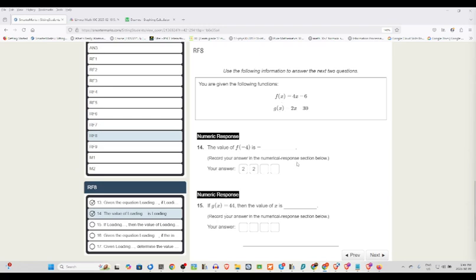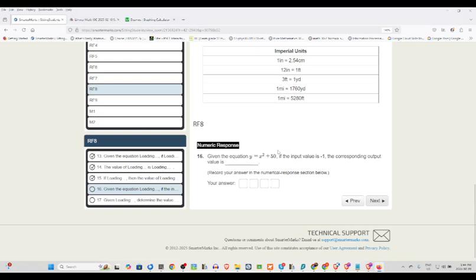This is another one given y. Find x. 44 plus 30 is 74. Divided by 2 is 37. Okay, so now, given the equation y equals x squared plus 50, if the input value is negative 1, well, negative 1 squared is positive 1. 1 plus 50 is 51.